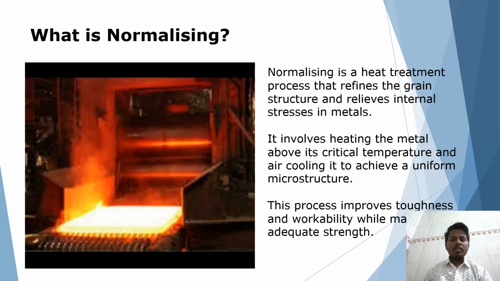What is normalizing? Normalizing is a heat treatment process that refines the grain structure and relieves internal stresses in metals. It involves heating the metal above its critical temperature and air cooling to achieve a uniform microstructure. The process improves toughness and workability while maintaining strength.